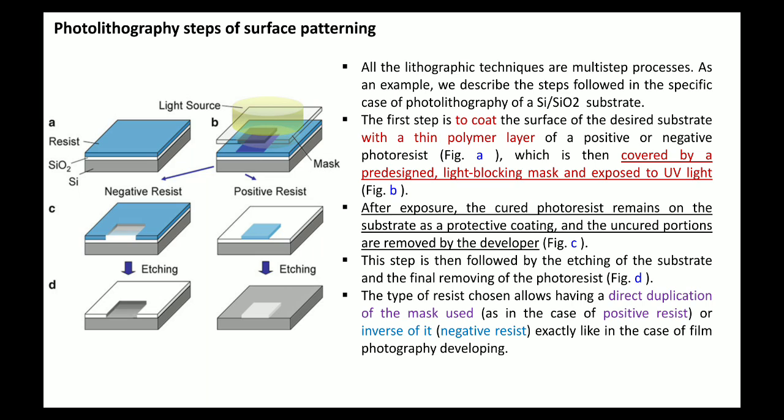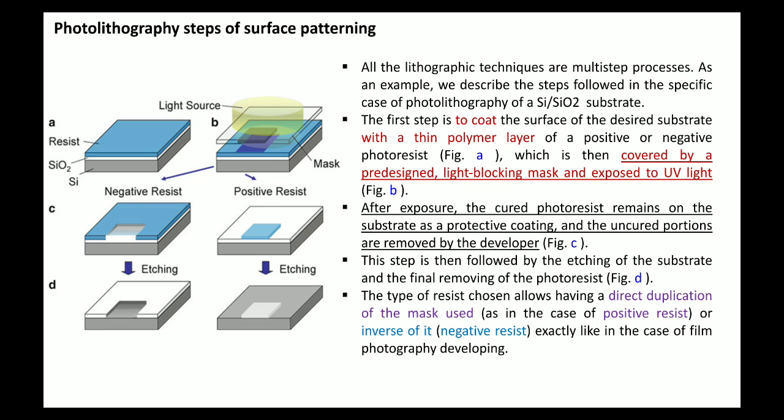A photoresist is nothing but a thin polymer layer, so that is deposited on this SiO2. That is shown in figure A, which is then covered by a pre-designed, light blocking mask and exposed to UV light. Some light source is used because it is photolithography. You can use UV light, visible light or X-rays, and depending upon which type of light you are using, it has different types.